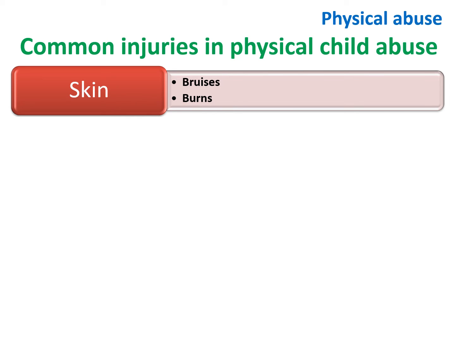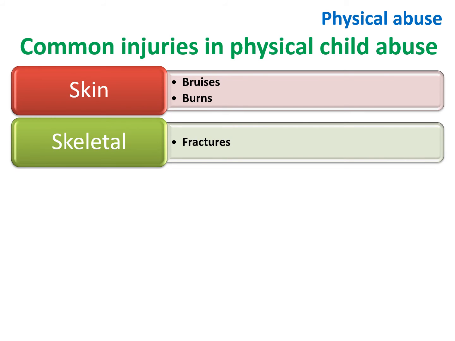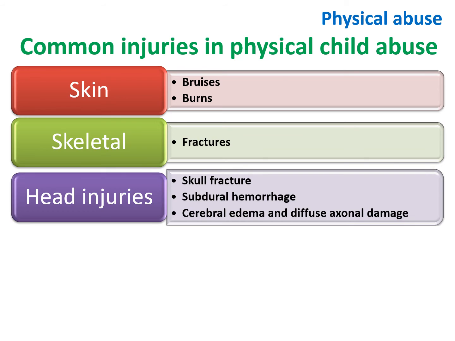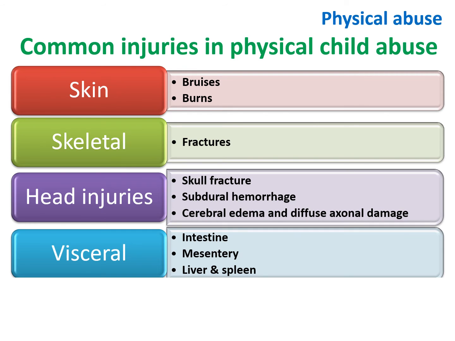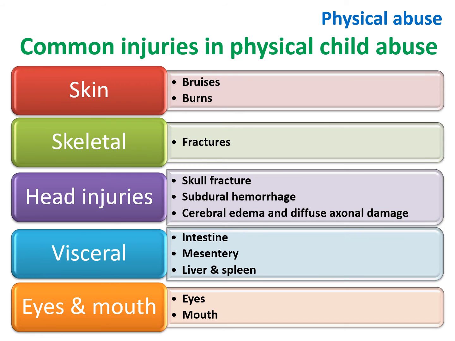What are the common injuries in physical child abuse? First of all, we have injuries in the skin, which are bruises and burns. Second, we have injuries in the skeleton, which are fractures. We have head injuries in the form of skull fracture, subdural hemorrhage, cerebral edema, and diffuse axonal damage. Visceral injuries in the intestine, mesentery, liver, and spleen, and eye and mouth injuries.